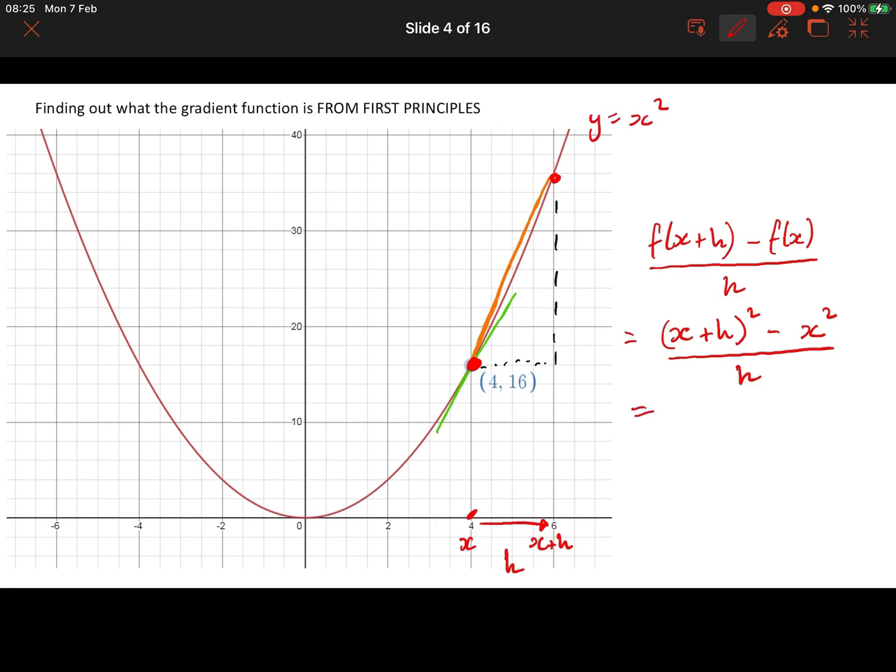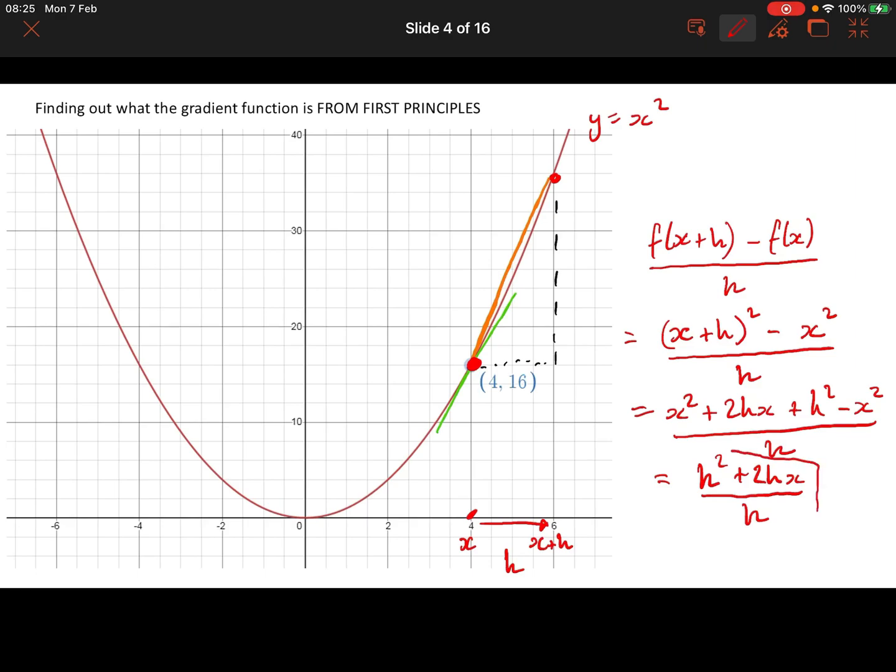Now, what I'm going to do is expand and simplify this. So I'm going to get x squared plus 2hx plus h squared minus x squared, all divided by h. Notice the x squareds cancel away, so I'm going to end up with h squared plus 2hx all over h. That is the general formula for my gradient for this particular function.